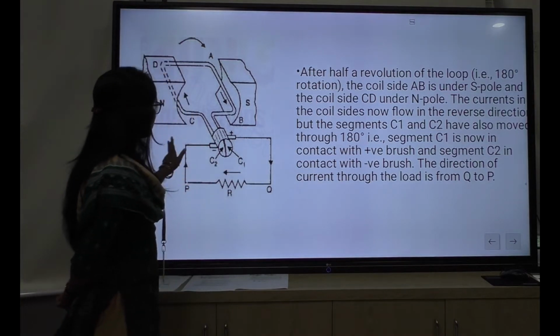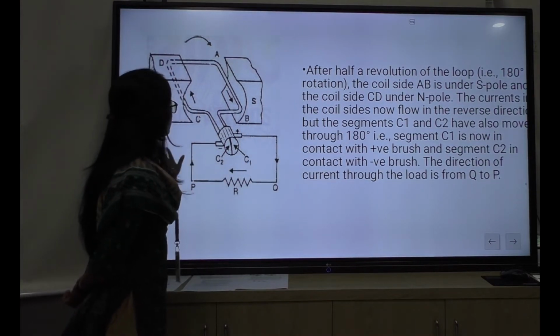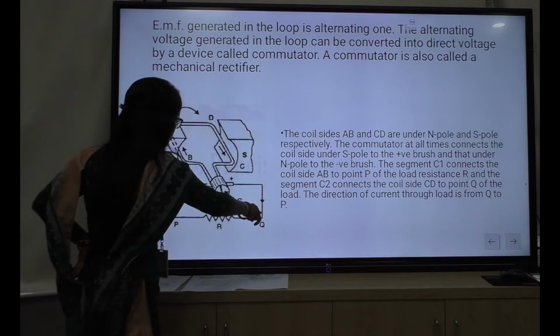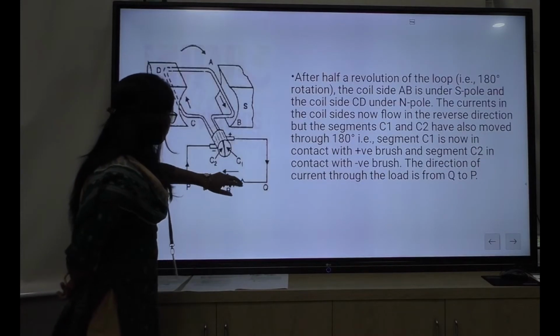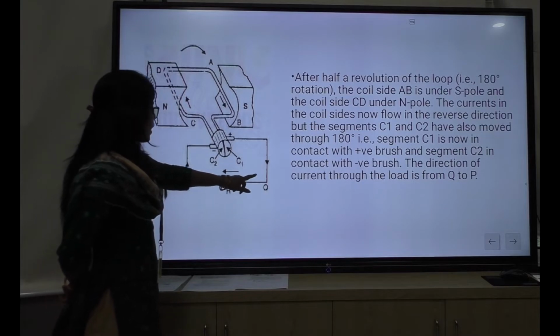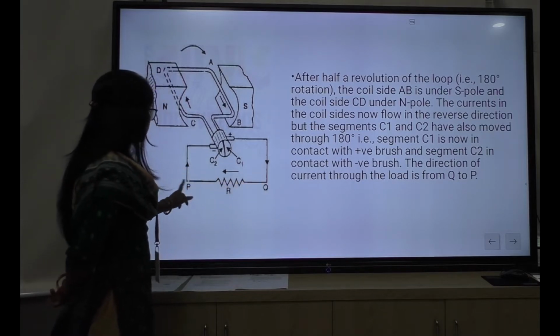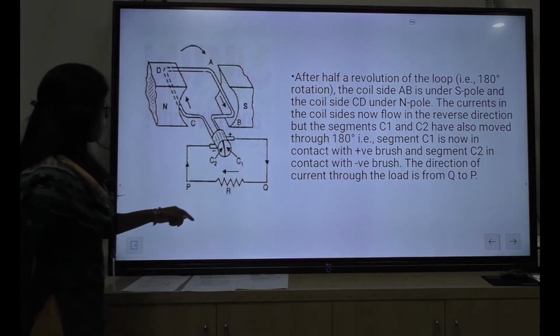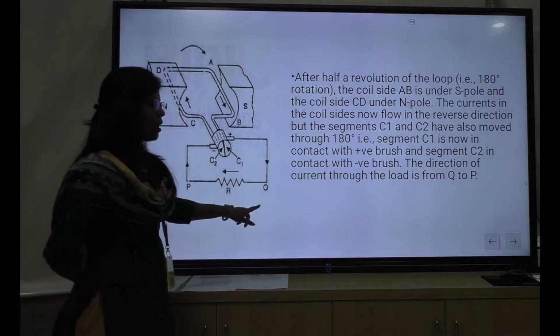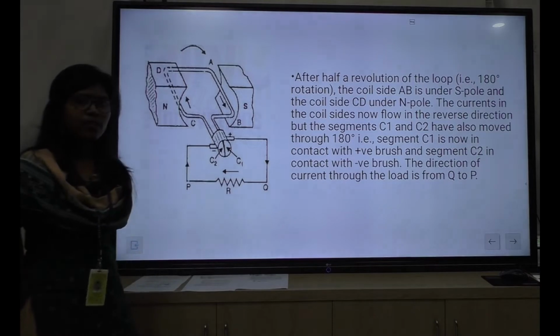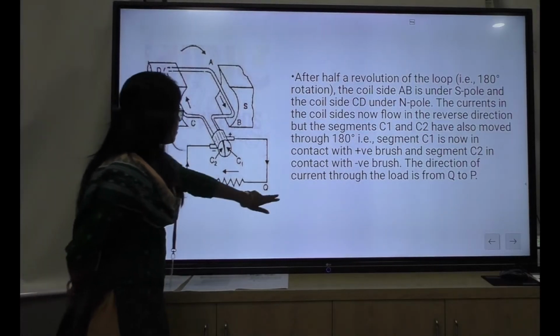That means, in the previous case, positive half cycle, there is also flowing of current from Q to P, and after 180 degree revolution, the current is also flowing from Q to P. That means the current is flowing in one direction. So, by using the commutator, we get the unidirectional flow of current.